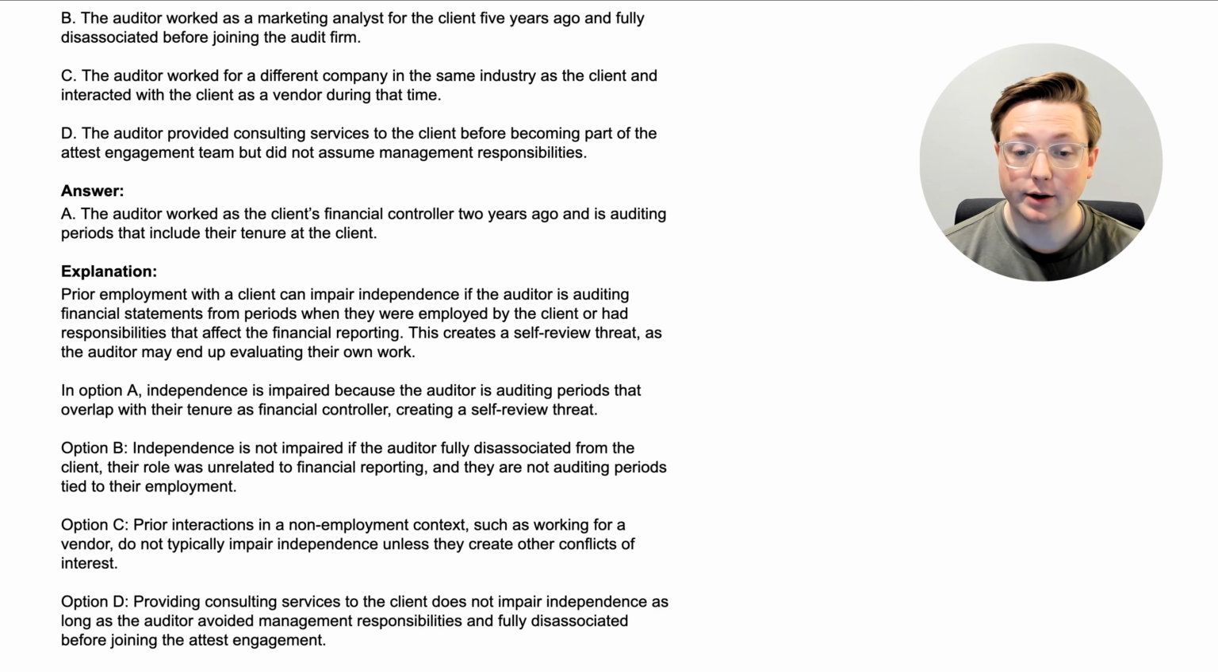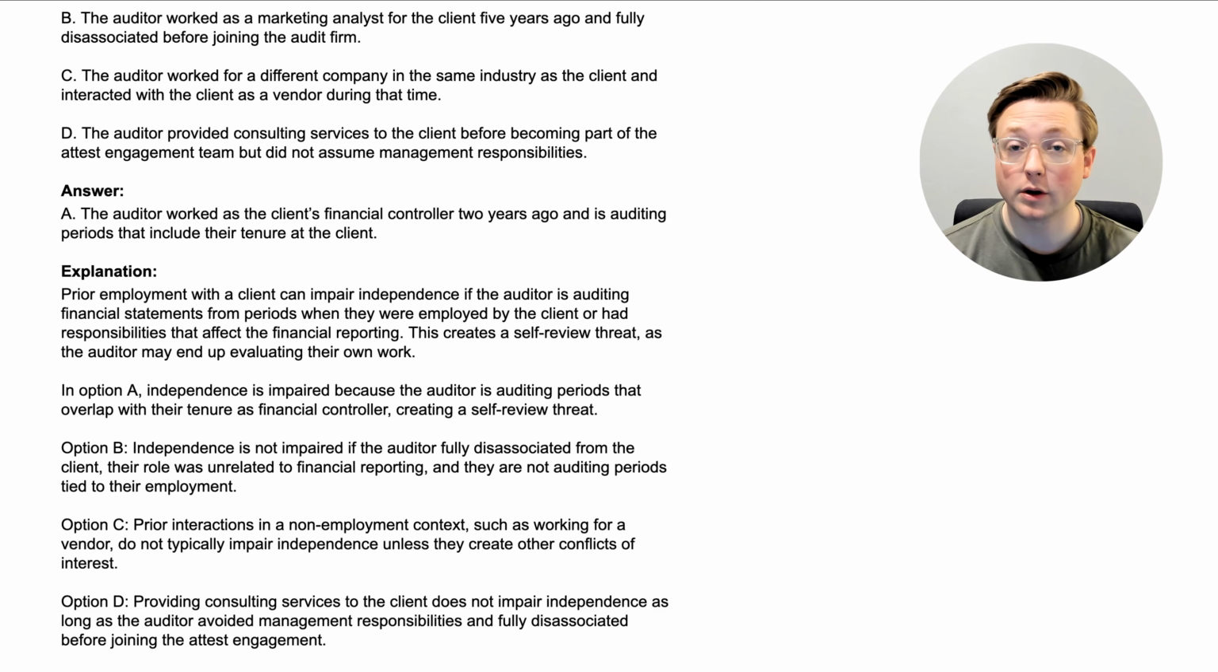Option C, prior interactions in a non-employment context, such as working for a vendor, do not typically impair independence unless they create other conflicts of interest. And finally, option D, providing consulting services to the client does not impair independence as long as the auditor avoided management responsibilities and fully disassociated before joining the attest engagement.